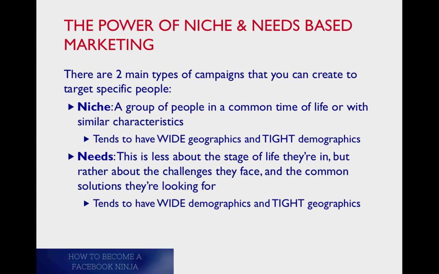There are two main types of campaigns that you can use that we talked about. One is called a niche. It's a group of people in a common time of life with similar characteristics. The targeting strategy you want to use for this is wide geographics but very tight demographics. Something like all of Toronto, but only people who are downsizing, or only millennials, or only maybe people who are going through a divorce and they need some information, stuff like that. So that's a niche.